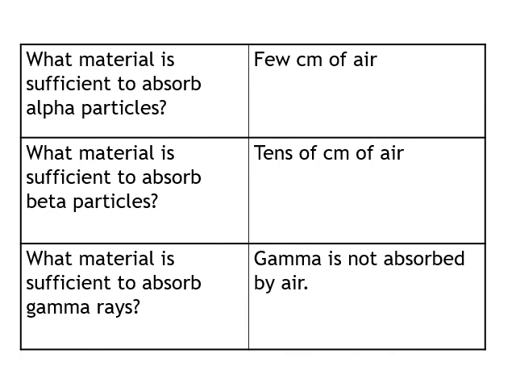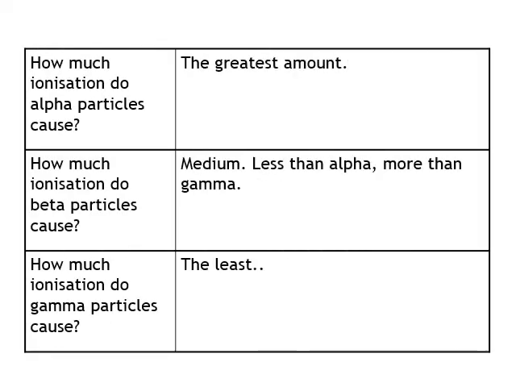If we're thinking about air, what stops alpha radiation? Just a few centimeters of air. What absorbs beta radiation? A few tens of centimeters of air. And we saw from the video there that gamma radiation is not absorbed by air at all. And finally, thinking about ionization, what does the most? Alpha. What does the least? Gamma, and beta are somewhere in the middle.